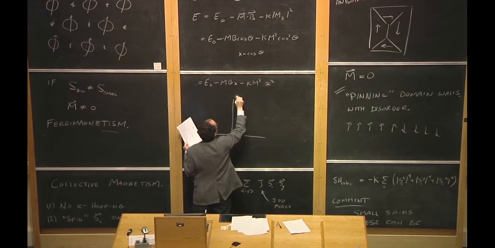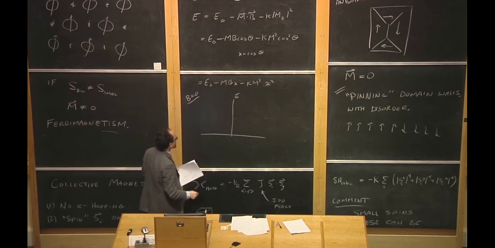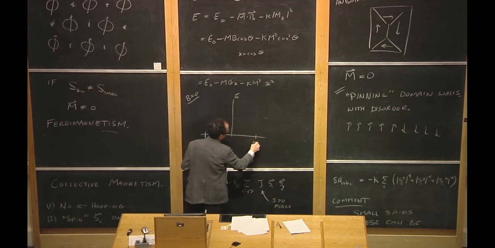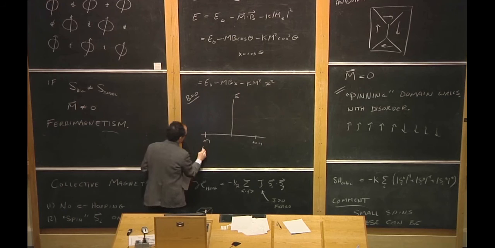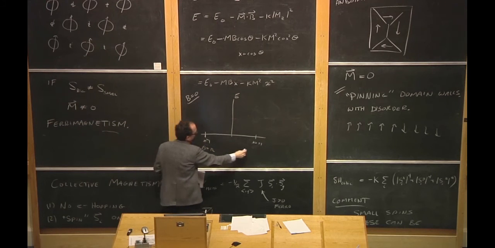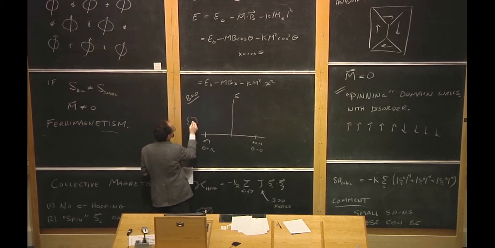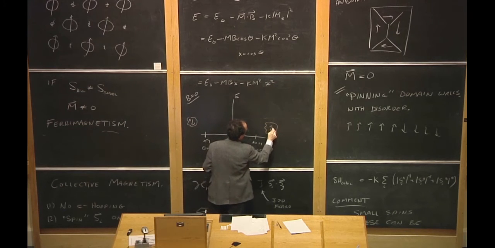So this is the energy, and let's start in the case of B equals 0. So you have your crystallite in zero magnetic field, and you have energy, over here is x equals minus 1, and over here is x equals plus 1. So x equals minus 1 is theta equals pi, and x equals plus 1 is theta equals 0. So over here is the magnetization pointing down, and over here we have the crystallite with the magnetization pointing up.